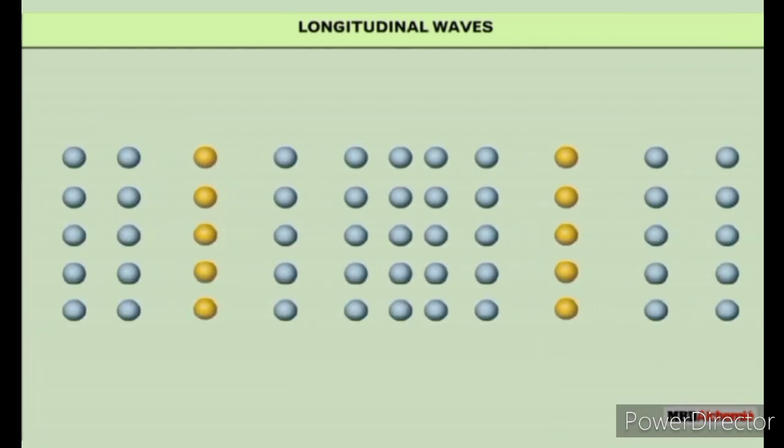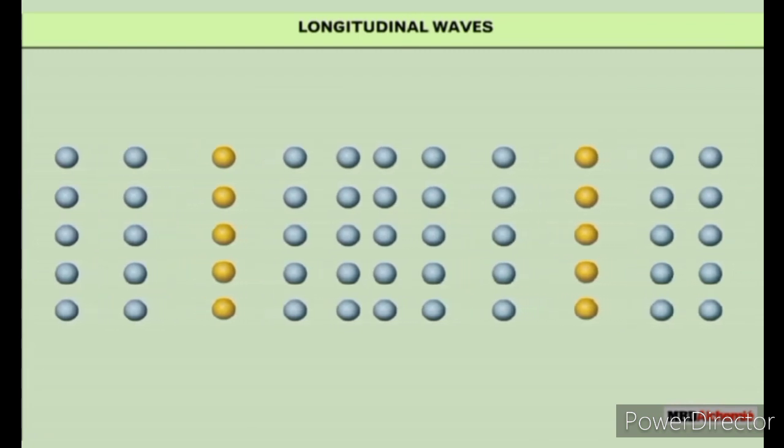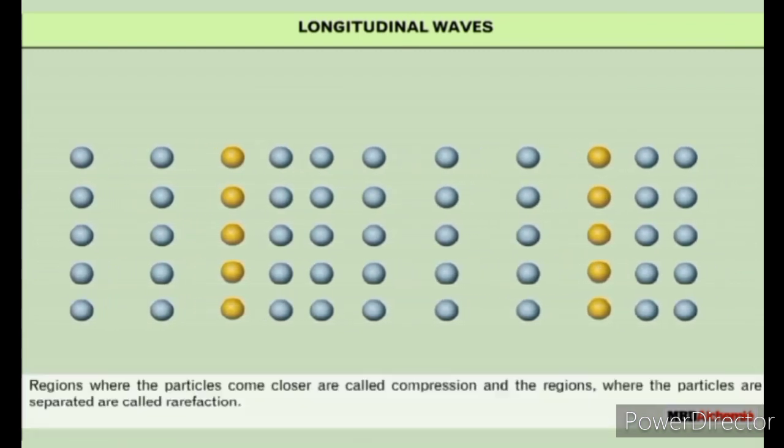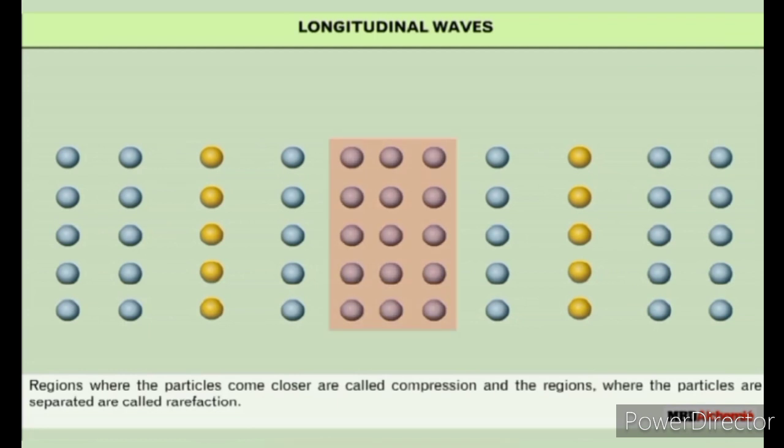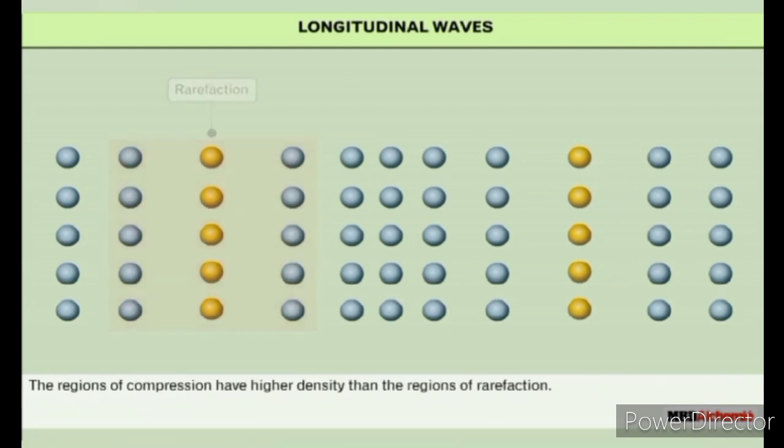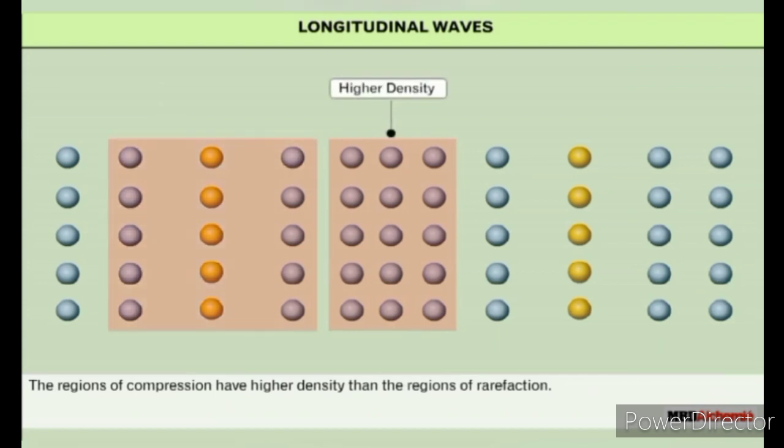During the wave motion, some of the particles come close to each other while some get apart. Regions where the particles come closer are called compression, and the regions where the particles are separated are called rarefaction. The regions of compression have higher density than the regions of rarefaction.